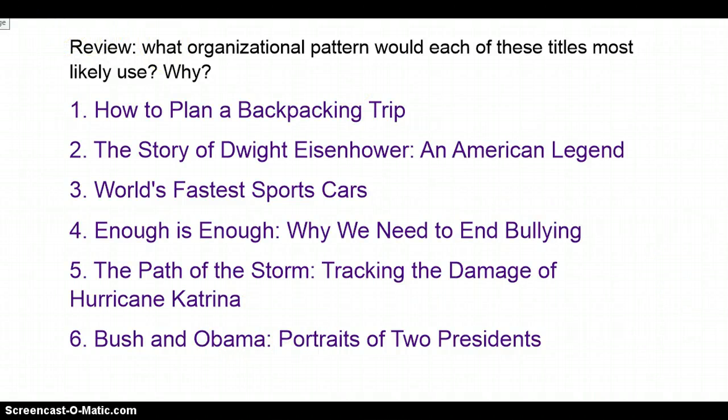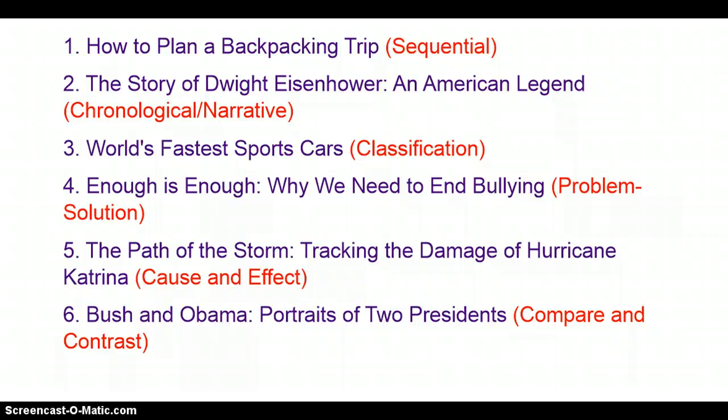All right, so I'm now going to show you the answers, and I want you to check yourself and make corrections if you need to. So the first one, how to plan a backpacking trip, that should be sequential because we know that text is a how-to, which means it's speaking directly to the reader, which means it's using second person point of view, and you'll probably see numbered steps, which is sequential.